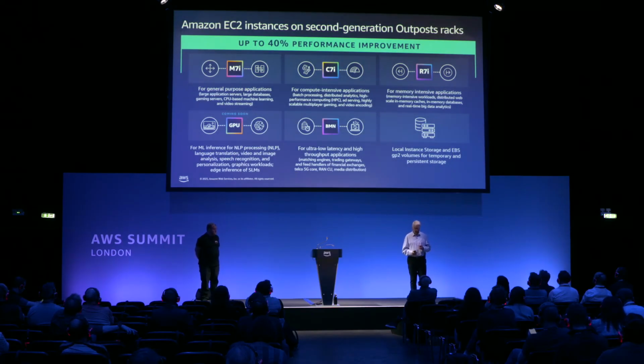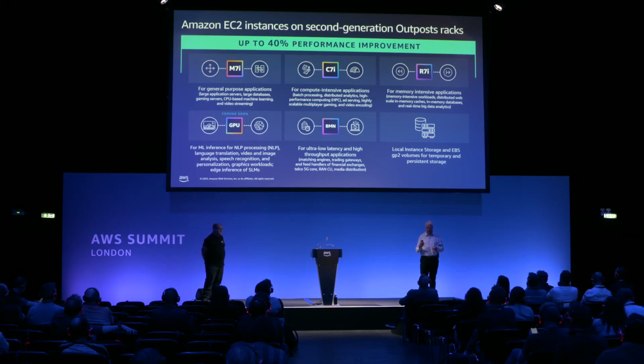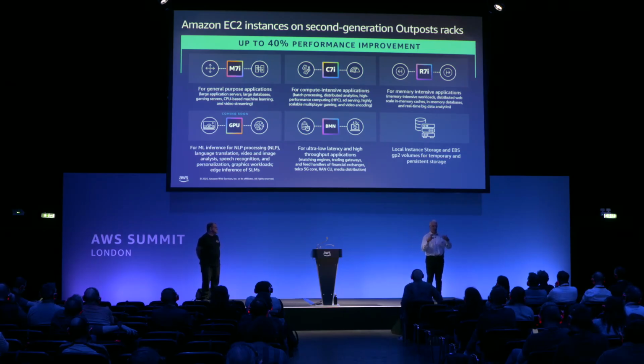But going on to the Gen 2 racks, firstly, the overall performance increases by up to 40% compared to the Gen 1 rack. And we're using the latest Intel Xeon Sapphire Rapids processors, so it's a much more performant CPU, and they're available in MC or R instance types. We will have a range of GPUs coming soon, but they're not available today. And we have bare metal instances that my colleague Perry will talk about shortly. And we also have EBS block storage in that rack as well.